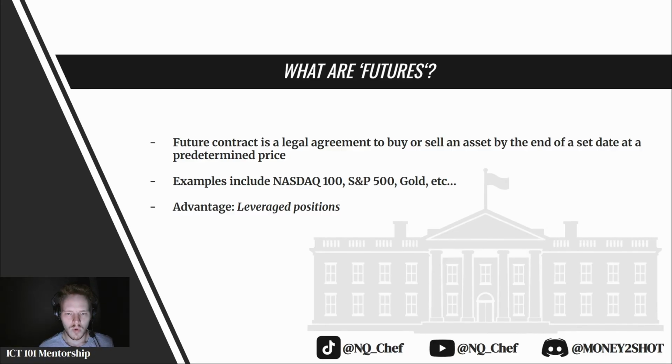Right. What are futures and prop firms? And starting off with futures, a futures contract is a legal agreement to buy or sell an asset by the end of a set date at a predetermined price. So we have financial assets like indices and commodities, and you can trade those and hold those positions either short or long. A long is when you buy and you make money when price goes up. A short is when you sell and you make money when price goes down.